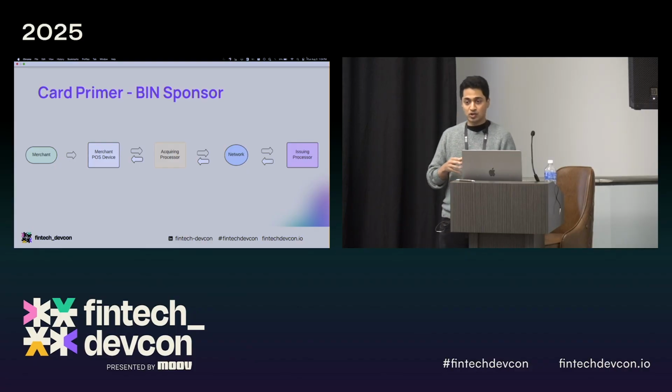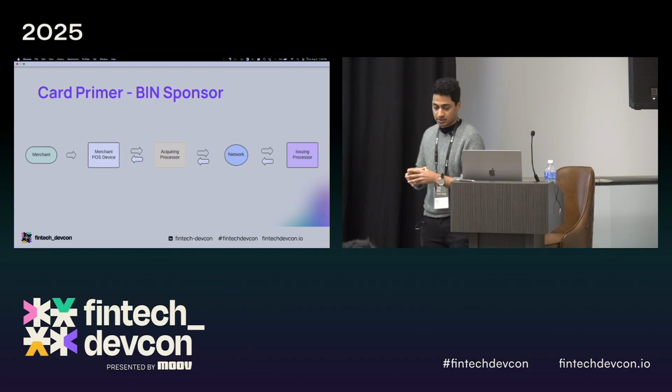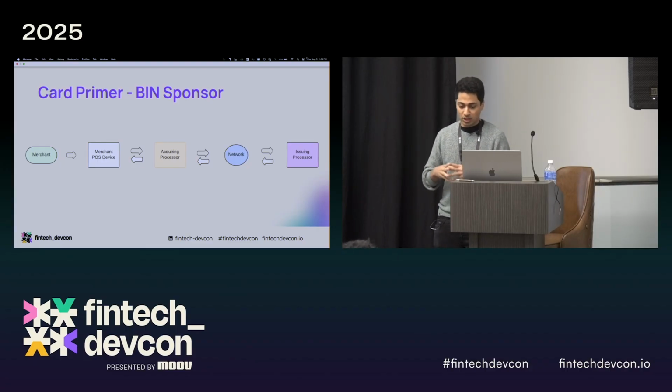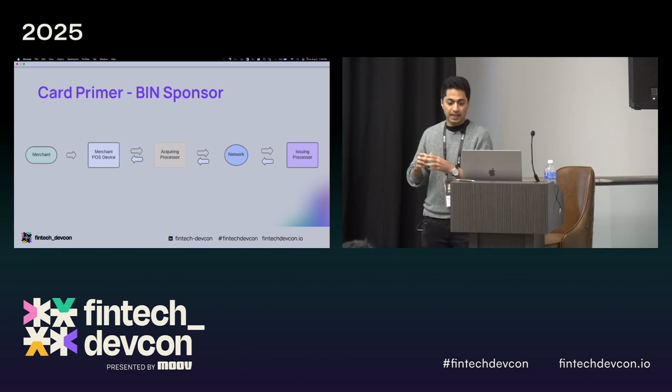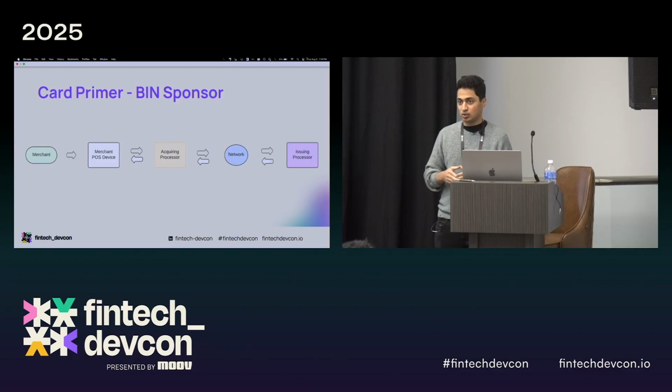The network then looks at the first 6 digits of the card number. This is called the bank identification number. The network will have a routing table, and it will know where to route this specific message. So in this case, it will route it to the issuing processor, where the issuing processor will run its fraud rules and then either reject or approve the transaction. At this point, let's say it approves it, all of this goes back to the merchant, and you get your favorite cup of ice cream.